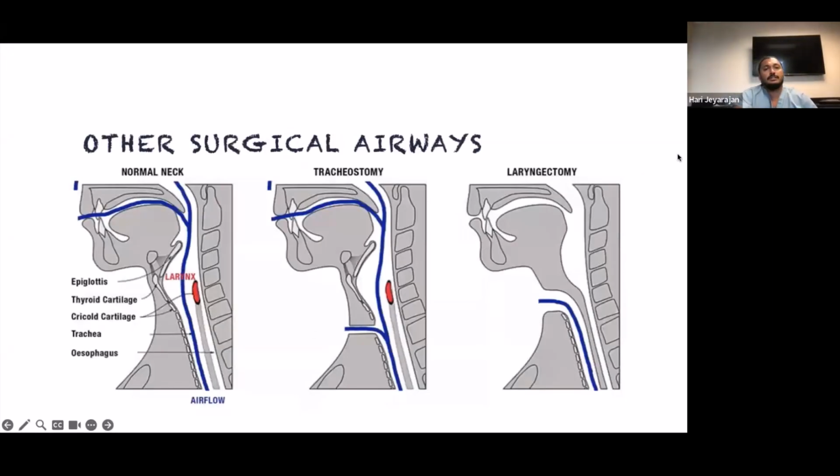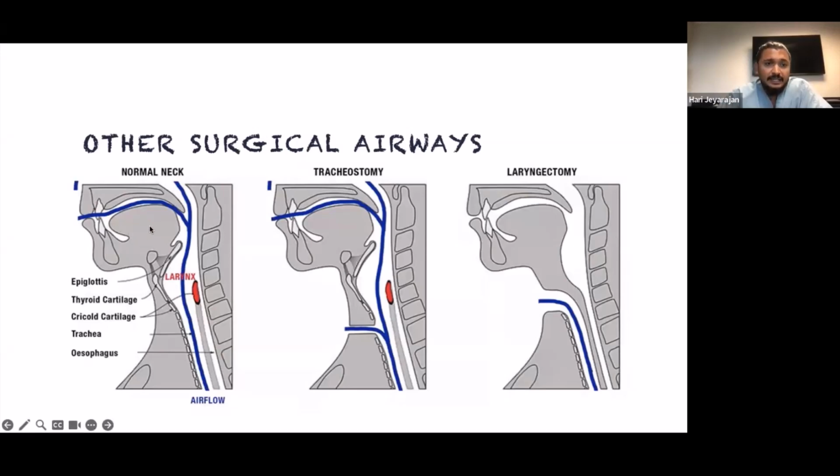So that was the surgical dissection. So how does a tracheostomy tube compare to other surgical airways? When I talk about other surgical airways, the main one I want to talk about is the laryngectomy. In reality, there are only really 3 surgical airways that you will see: a surgical tracheostomy, a surgical cricothyroidotomy, and a laryngectomy. Here you can see a normal neck and a normal airway.